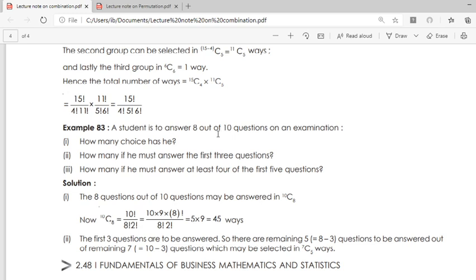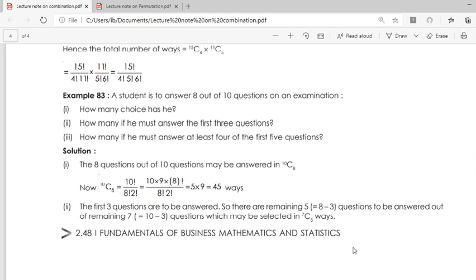A student is to answer 8 out of 10 questions on an exam day, in an examination. How many choices he has? 2. In how many ways if he must answer the first 3 questions? 3. In how many ways if he must answer at least 4 of the first 5 questions? Now, it's a simple way. I think I only have solution for 2, and the other one will not be an issue because I've explained it earlier. Let me just explain the one.